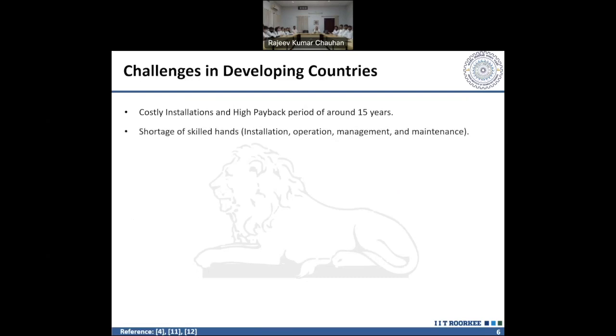The shortage of the skilled hand. Nowadays, the skill development programs are running. Even if you are given the solar panels, you can buy it from the market. So how to generate energy? The experts are required for everything. The technical hands are required. So still they are in the development phase. Production and the operational issue.